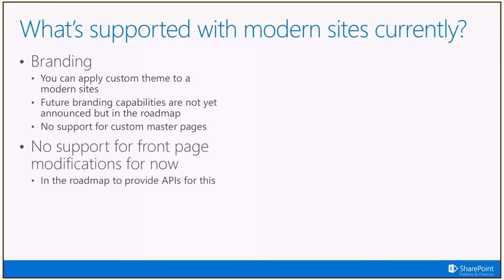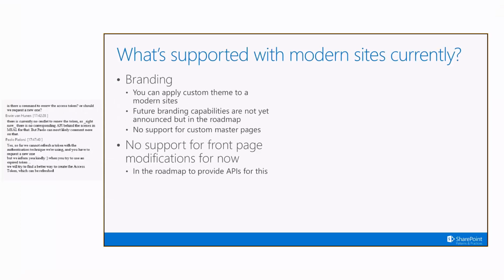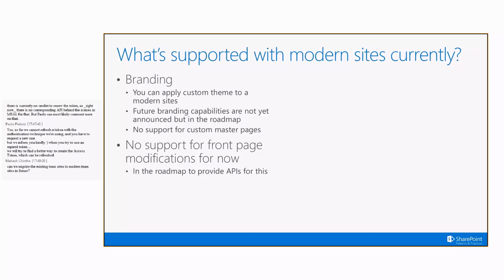No support for front page modifications for now. So when you're provisioning modern team sites, there are no APIs to actually control what's in the front page. So right now, currently, there are no APIs to modify, for example, to introduce new pages or layout changes within the team sites, because we're still in a preview stage, and in the future, there will be APIs to do more control.